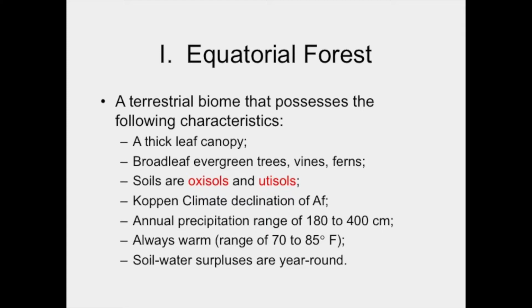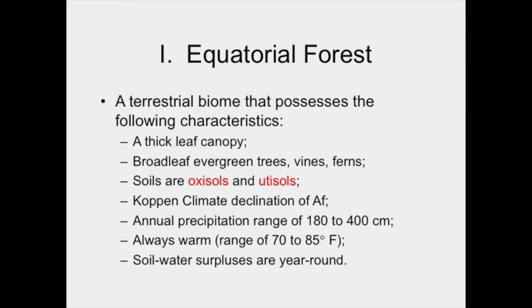This is a terrestrial biome that possesses the following characteristics. We recognize plant communities, especially forest environments, to have a very thick leaf canopy. We find in this same forest environment broadleaf evergreen trees, and we find associated vines and ferns closer to the floor of these forest environments.